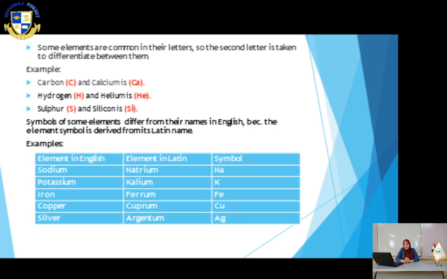Iron, its Latin name is ferrum, and its symbol is Fe. Copper, its Latin name is cuprum, Cu. Silver, its Latin name is argentum, and its symbol is Ag.